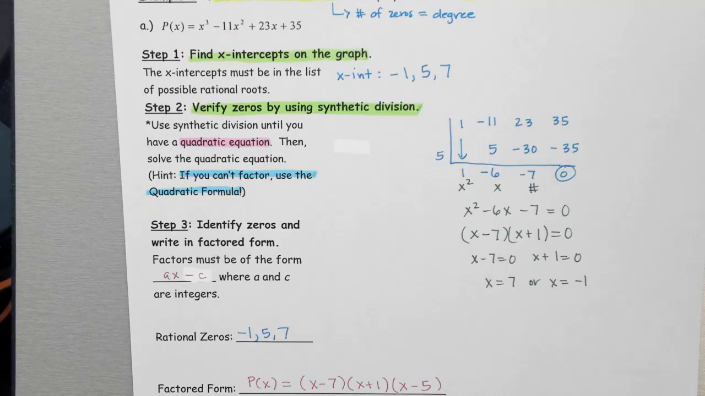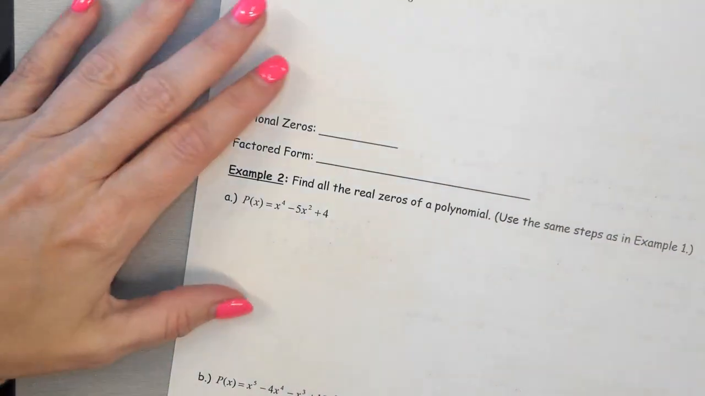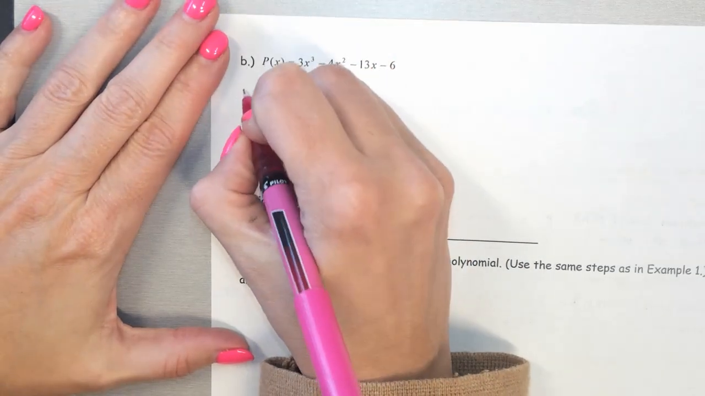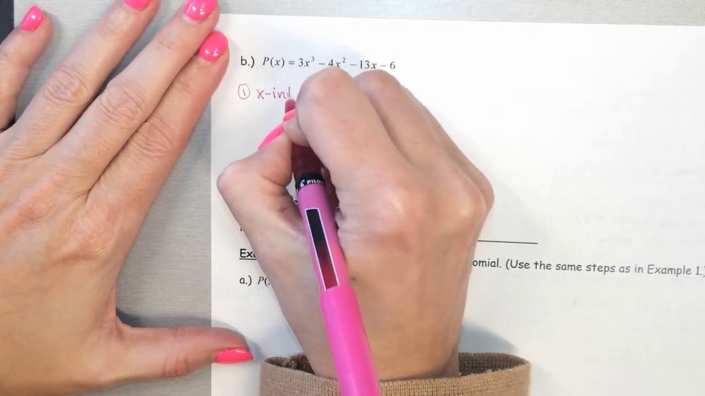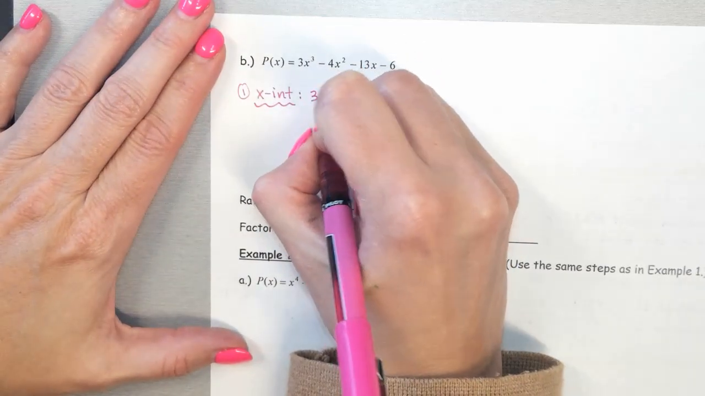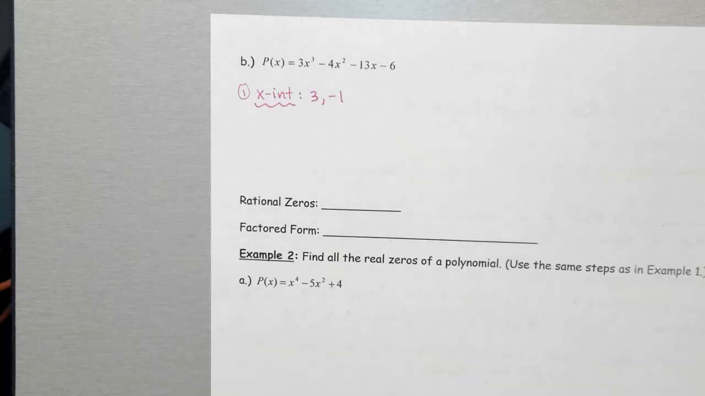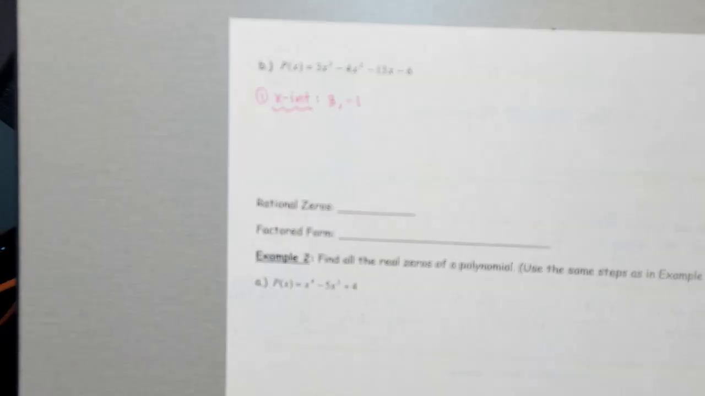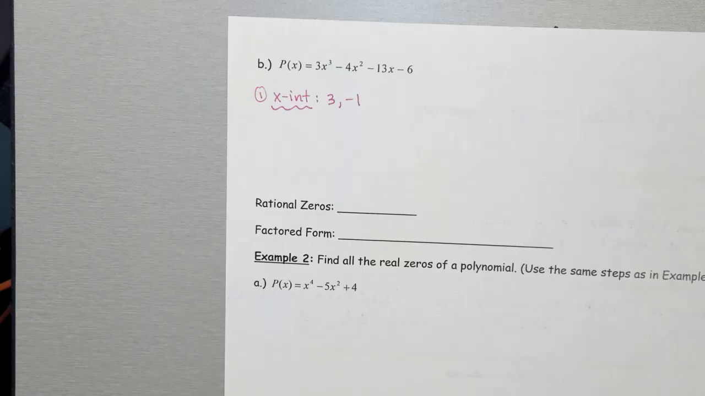Okay, do we need any more time to find the x-intercepts? All right, so what were your x-intercepts here? Yep. And it doesn't matter which one you choose to do the synthetic division. You can do 3 or you can do -1. Whatever you get, you're going to end up factoring it anyway. Okay, but did you guys see any other times where it crossed the x-axis?